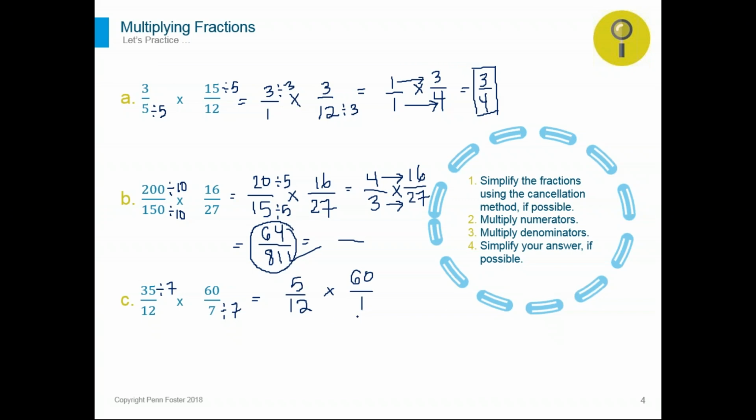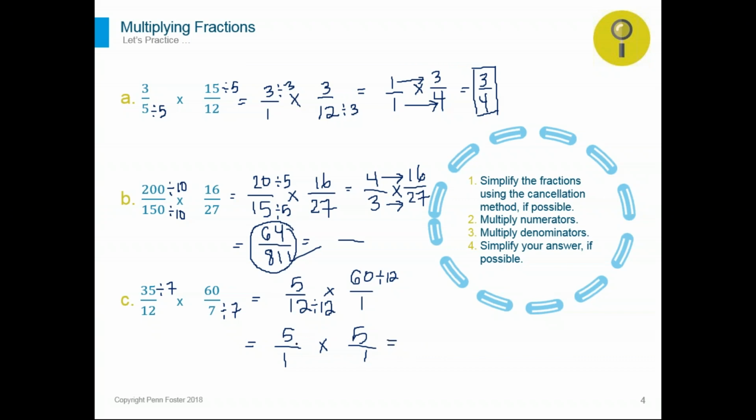And then look again, 60 and 12. From the multiplication table of 12, we know that 12 times 5 will give you 60. So divide over 12 and divide over 12. So it's going to be 5 over 1, because 12 over itself is a 1, times 5 over 1. Look at the numbers, 5 and 5, nothing common. The same thing with the other fraction. I'm done with the cancellation method.